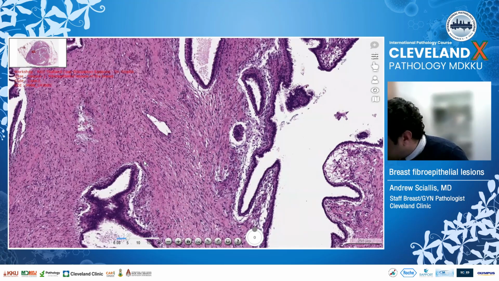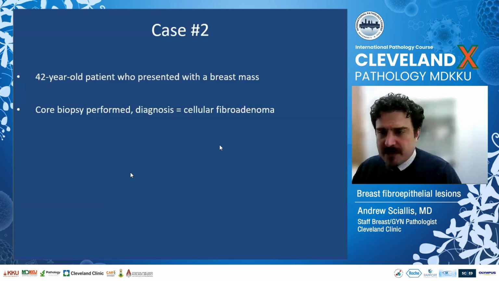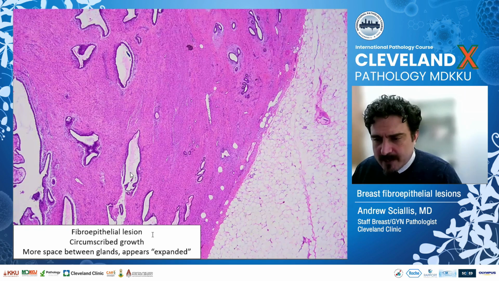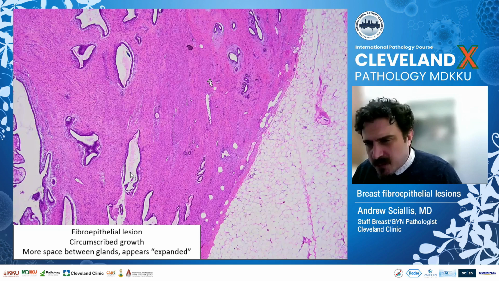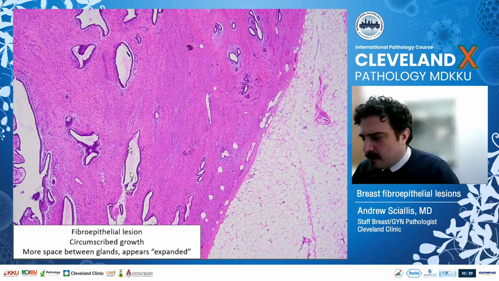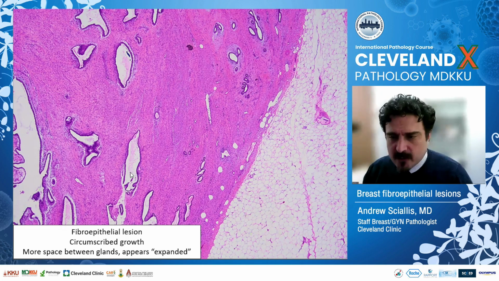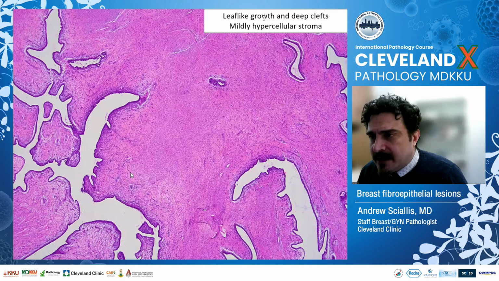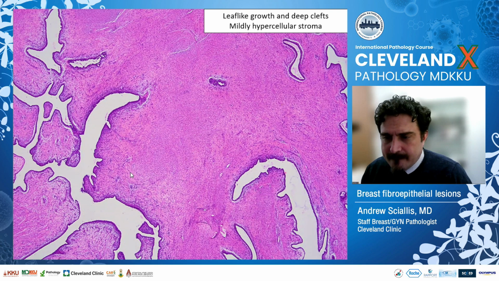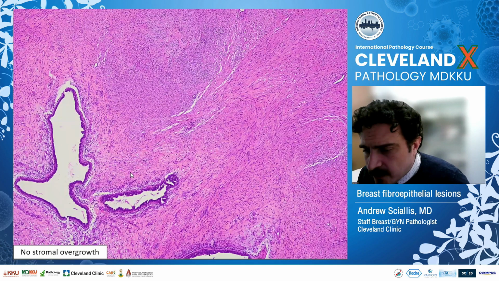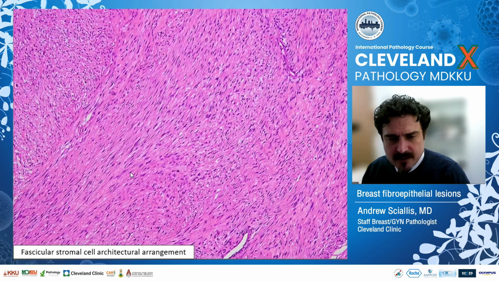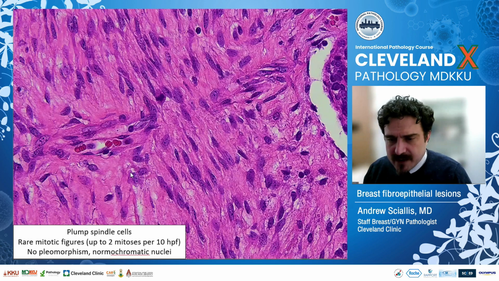So let's take a look at what our conclusions are. Here we have a fibroepithelial lesion, circumscribed growth, but there's more space in between the glands, and in that way I'll refer to it as expanded stroma, but not stromal overgrowth, not as defined as in a 4x field. Leaf-like growth, deep epithelial clefts, mildly hypercellular stroma, but nothing that looks like stromal overgrowth. Fascicular stromal cell arrangement, so it looks like a smooth muscle process. There are mitotic figures, but not that many of them. When I counted, there were 2 per 10 high-powered fields.